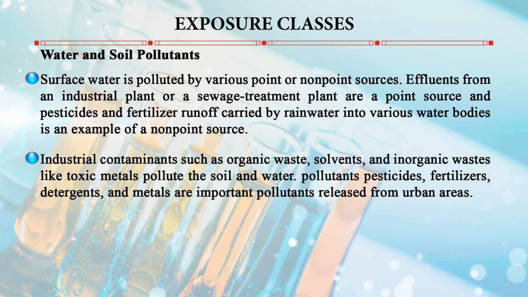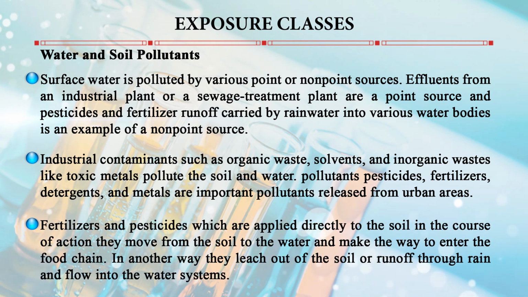Pesticides are also there, fertilizers, detergents, and some metals which are important pollutants released from urban areas. Fertilizers and pesticides applied directly to the soil in agricultural fields move from the soil to the water and also make their way into the food chain.